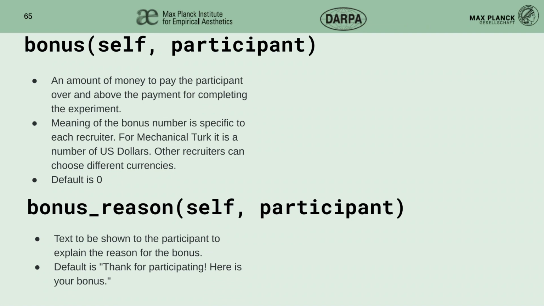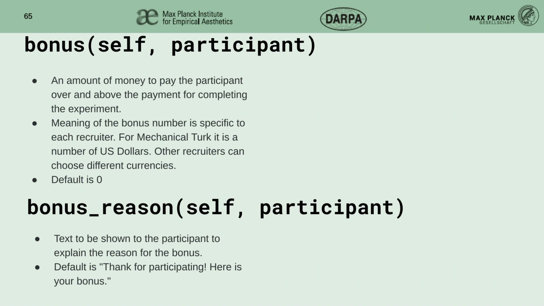We mentioned bonuses as well. Bonus, again, it's based on participant, not node, because it's for someone's entire experience with the experiment, not just one particular network. The top one returns a number. For Mechanical Turk, that is a number of US dollars. For other recruiters, they can have their own definition of that.